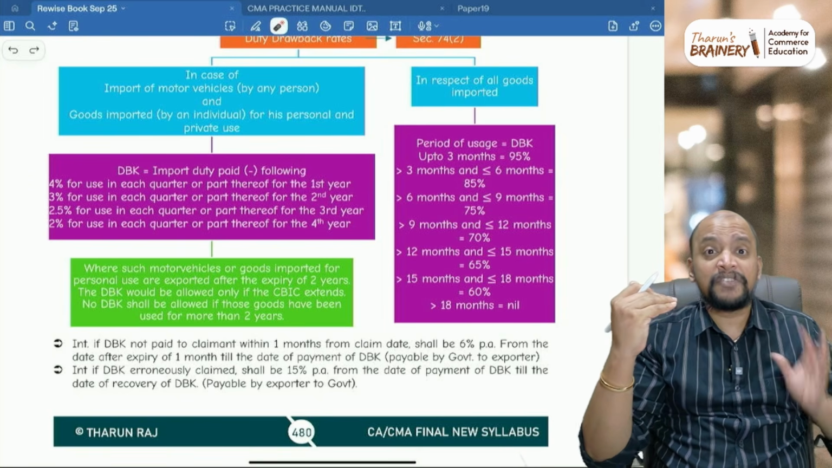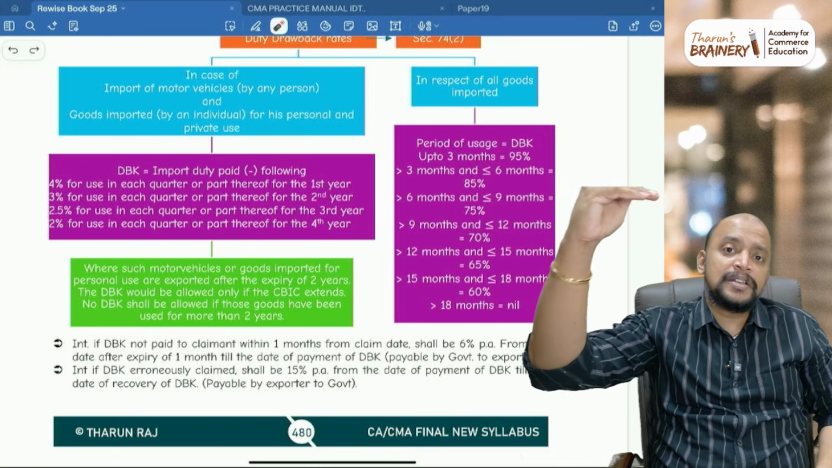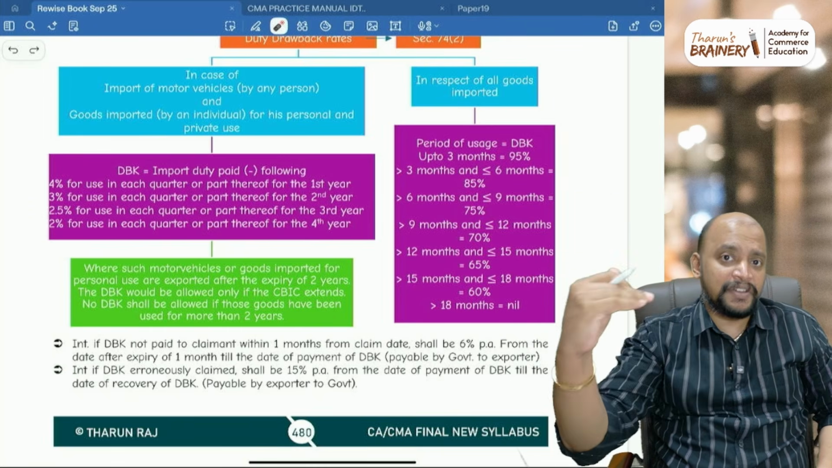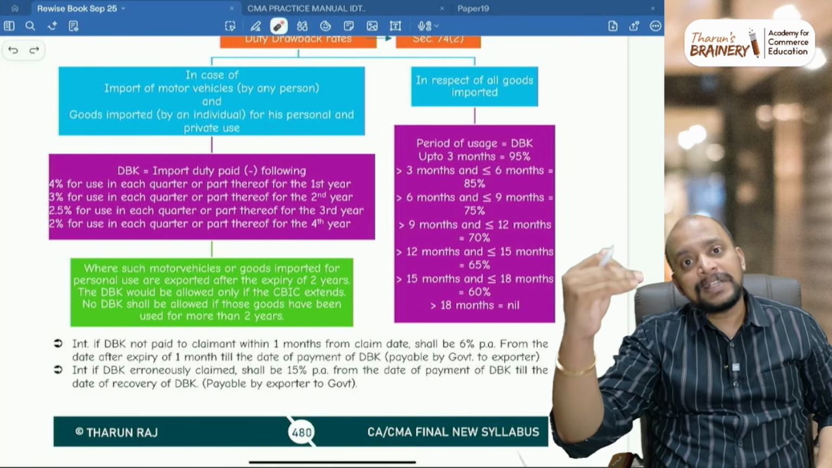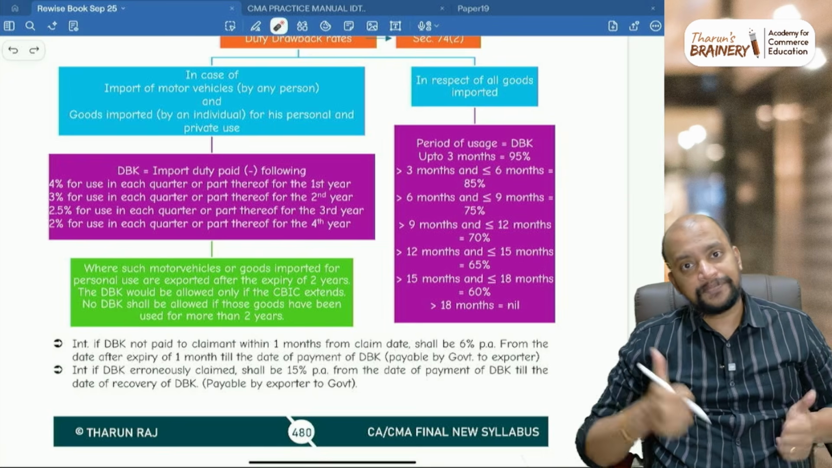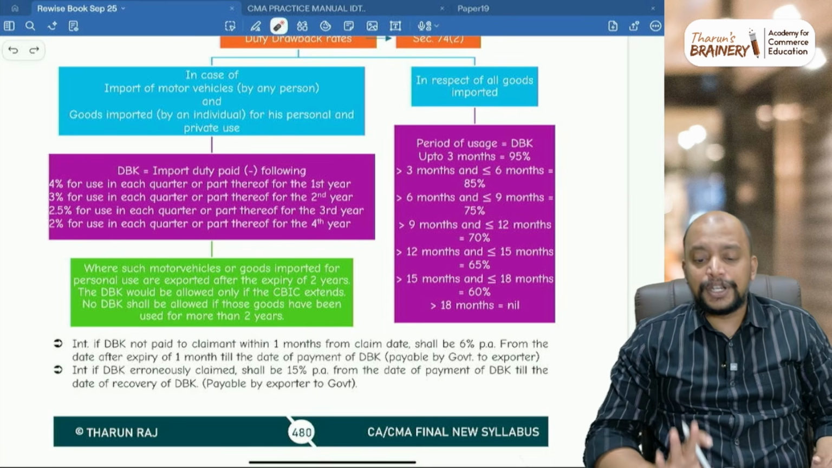Thereafter, it gets reduced by 5%: 70, 65, 60. You got it? Can you remember it like this? 0 to 3, 3 to 6, 6 to 9, 9 to 12, 12 to 15, 15 to 18, above 18. Above 18, 0. You will not get anything. And it starts with 95. So first 3 slabs, 10%: 95, next 85, next 75. Thereafter 5%: 70, 65, 60. Got it? So this is the duty drawback rate.